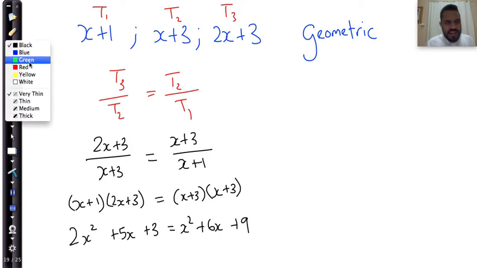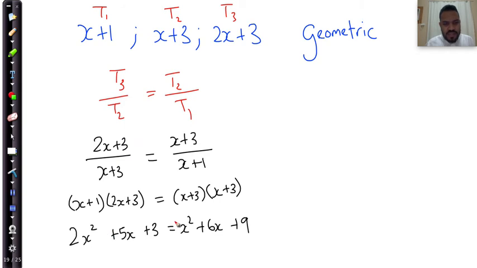When I look at that carefully, 2x squared minus 1x squared leaves me with x squared, so this cancels with one of that, and I'm left with one of it here. Then 5x and 6x, I'm left with a 6x on this side, and when I subtract 5x from both sides, I'm left with x on this side.